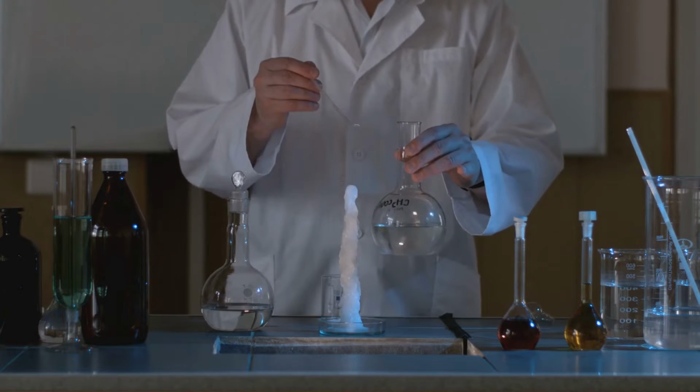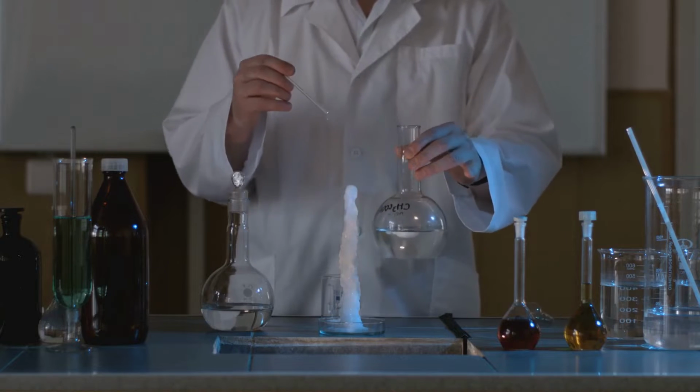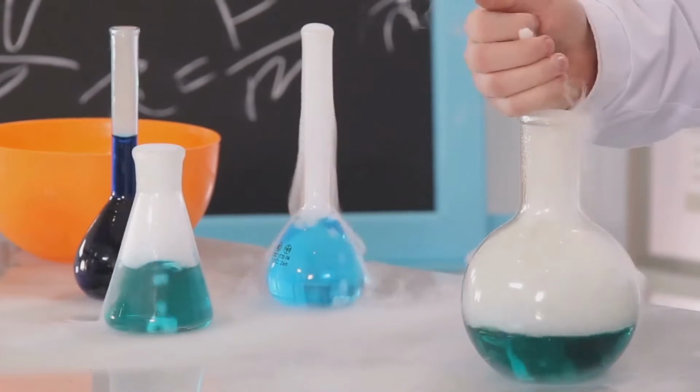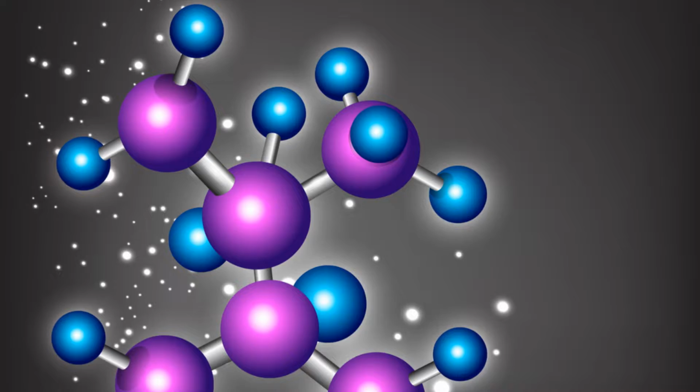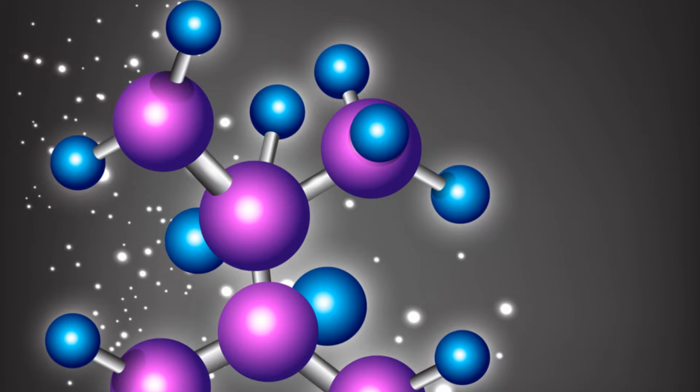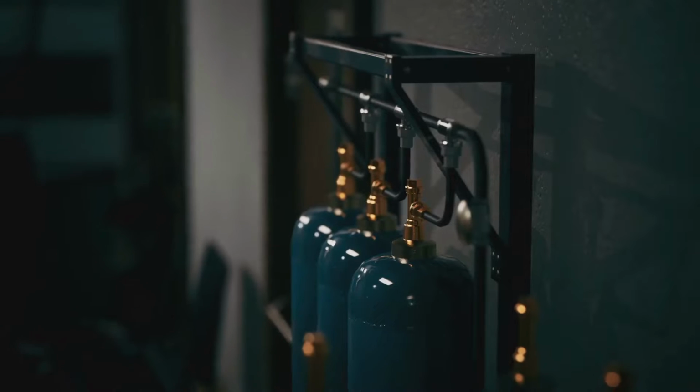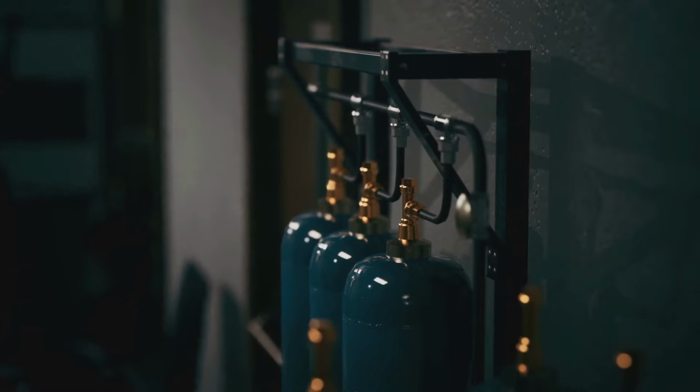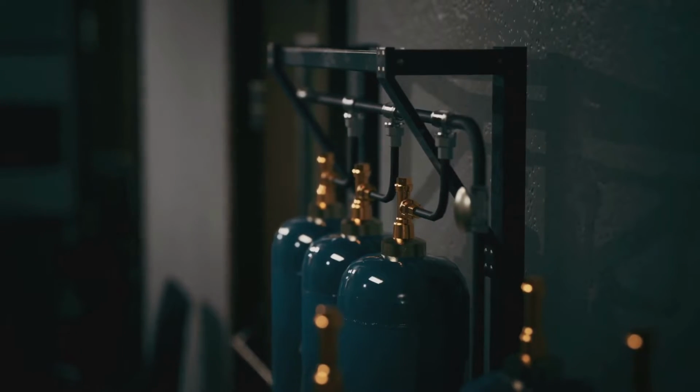Now let's take a closer look at a specific chemical reaction. Let's say we have a reaction between hydrogen and oxygen to form water. Hydrogen is a simple atom with 1 proton and 1 electron, while oxygen is a more complex atom with 8 protons, 8 neutrons, and 8 electrons.